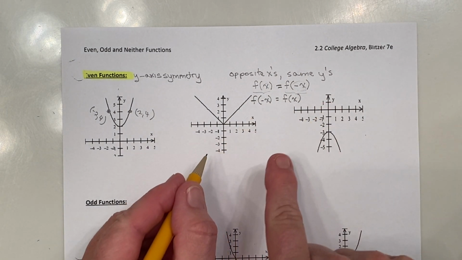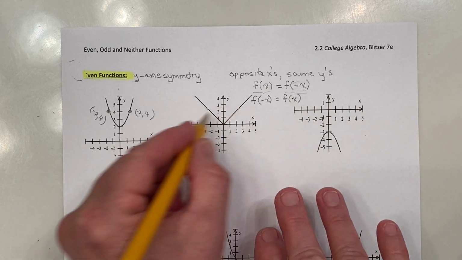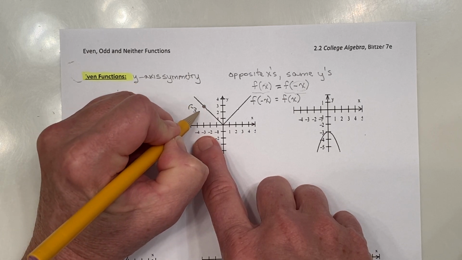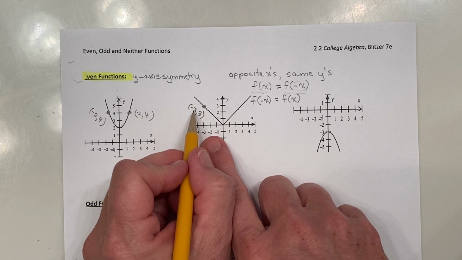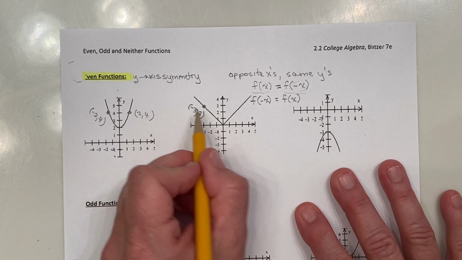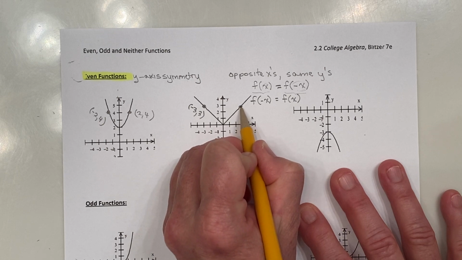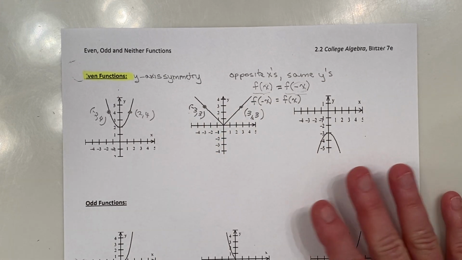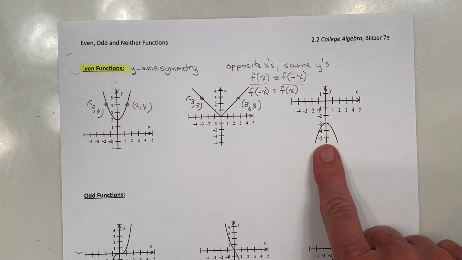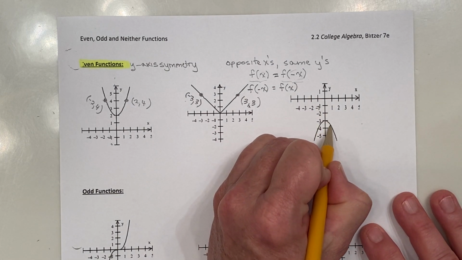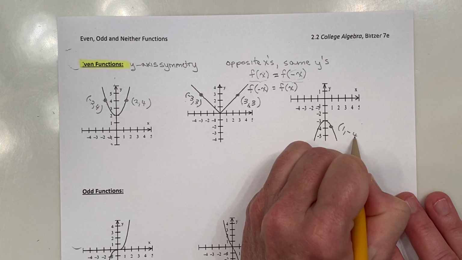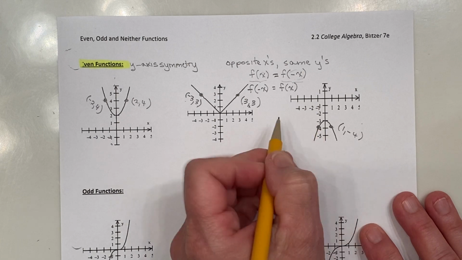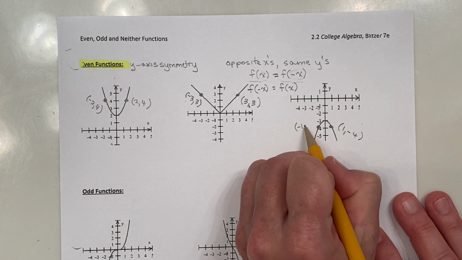Going along with that idea, let's look at a couple of points on this even function that has y-axis symmetry. If we chose the point (-3, 3), what would be a point on this even function? Opposite x's, so that means it's +3, but we keep the y the same. Opposite x's, the same y's. We can do the same thing over here. If I chose the point (1, -4) and I knew this was an even function, then the point symmetric with it, its mirror image, is going to be (-1, -4), the opposite x, but the same y.